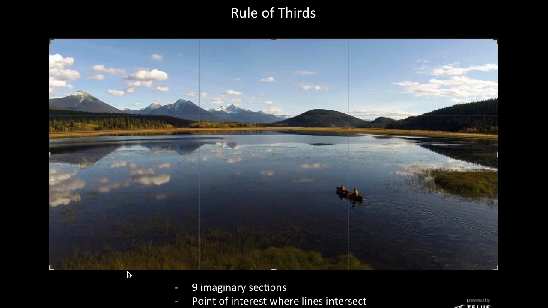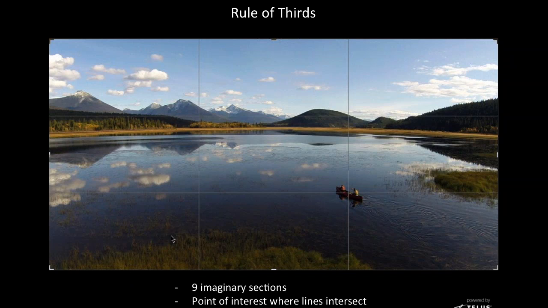There's the rule of thirds. The rule of thirds is a concept in photography and video production where the frame is divided up into 9 imaginary sections. The point of interest should be where the lines intersect. Basically, I'm talking about off-centering your subject. This is just a rule that can be broken. Sometimes it might look really good to put your subject in the dead center of the screen, but generally speaking, having it off center makes it a little bit more aesthetically pleasing.